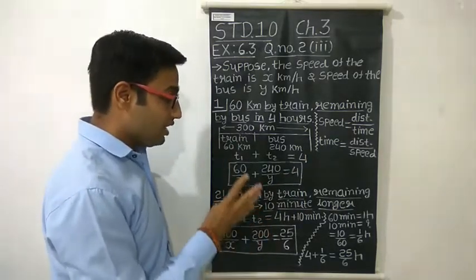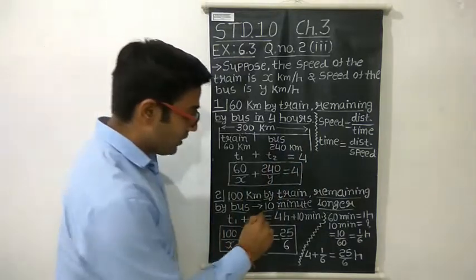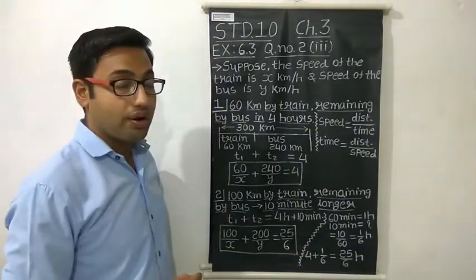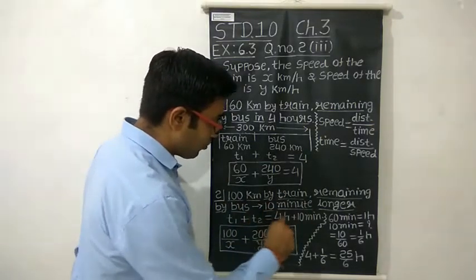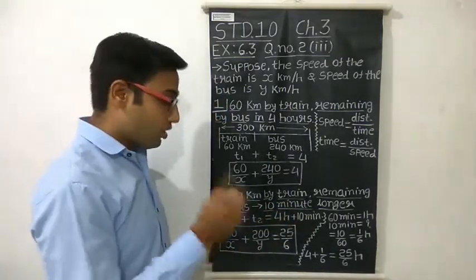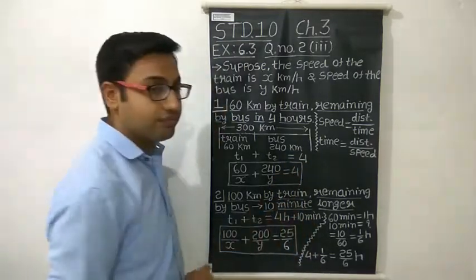So this time she takes 4 hours plus 10 minutes. That is why it is given 10 minutes longer. Remember one thing, we just do not have to consider the total timing as 10 minutes. The total timing here is 4 hours plus 10 minutes.